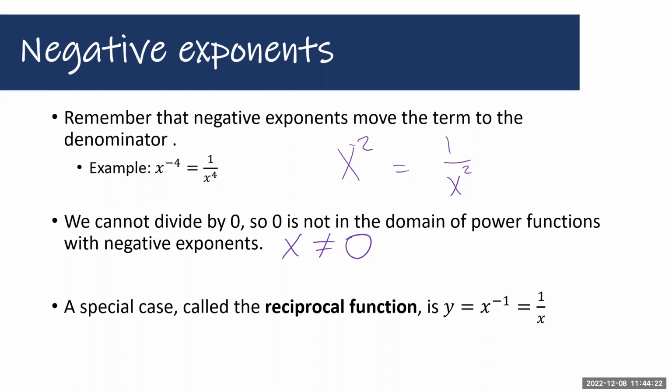A special case of negative exponents is what we call the reciprocal function, which is x to the negative 1. So we're going to take x to the negative 1 power, which basically just puts 1 over x, which, as many of you will recall from a previous class, 1 over x is the reciprocal of x.